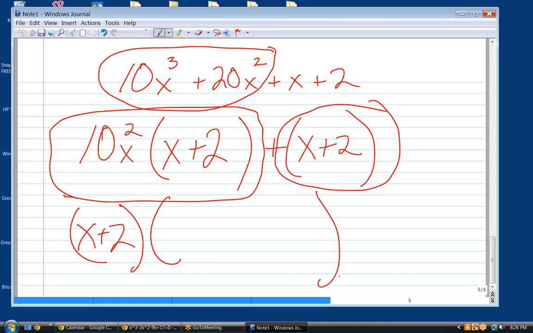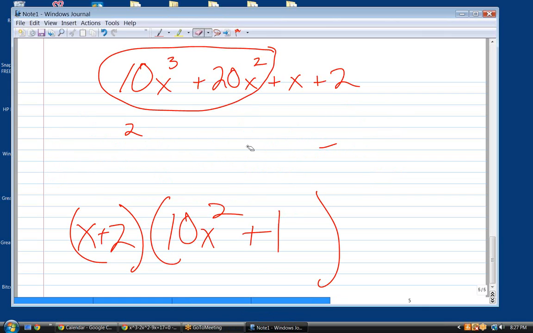When I factor the x plus 2 out, what am I left with? 10x squared plus 1. There you go. We have just factored this thing down to, now this is called an irreducible quadratic because it has only imaginary solutions. So if I'm factoring something down to its basic factors, this is where I'm going to stop. I stop when I get to an irreducible quadratic.